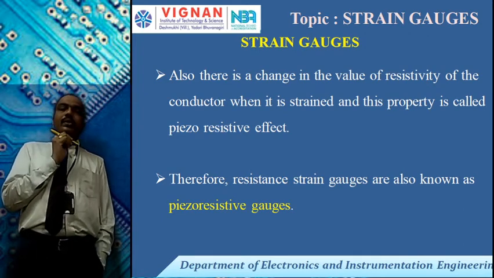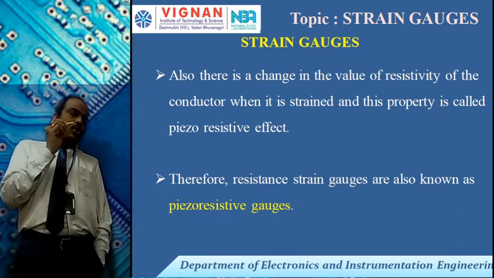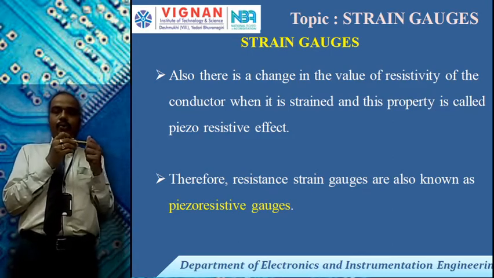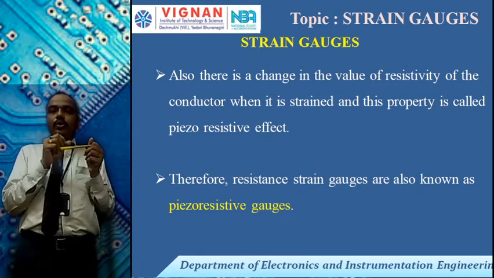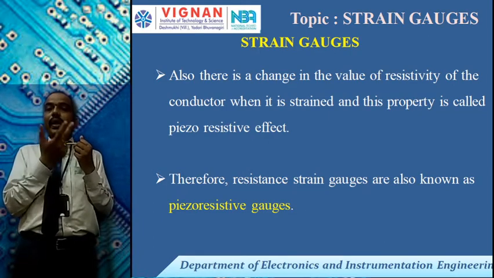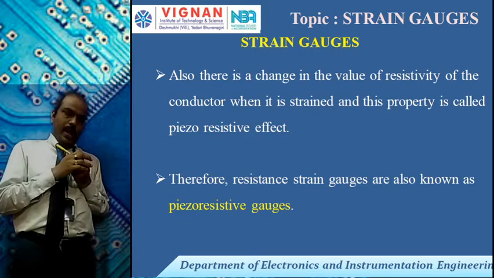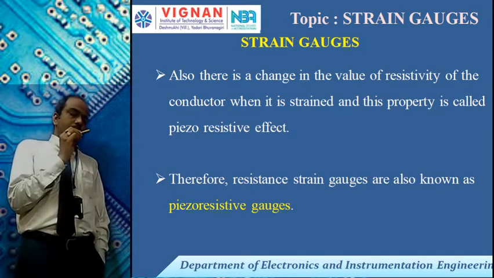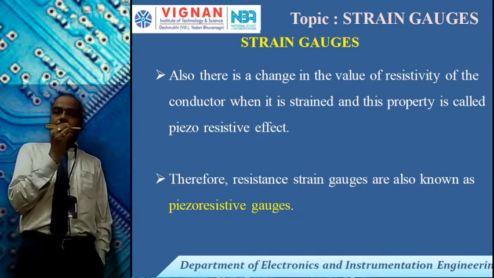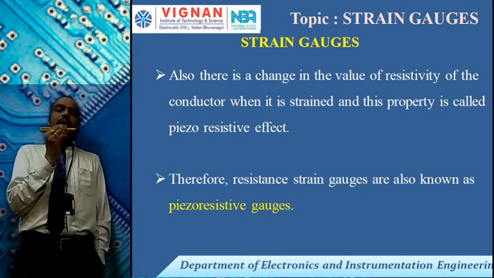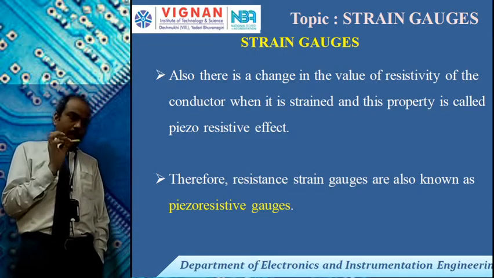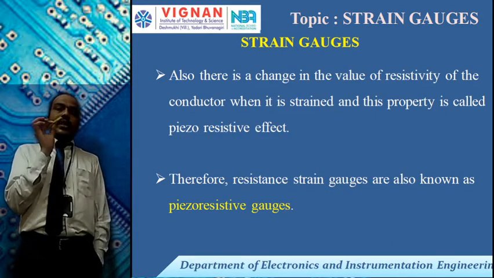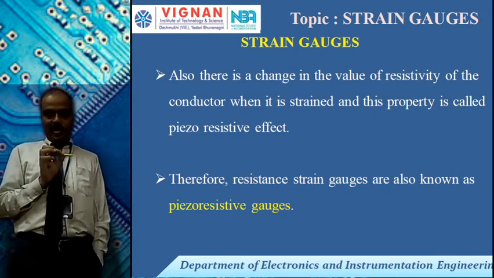But in some cases, there is also a change in value of resistivity of the conductor. When you apply the force, there are some charged particles, and because of the movement of charged particles, the conductivity, and in turn the resistivity, also changes. Due to this change in resistivity, the resistance also changes. This property of change in resistance due to change in resistivity is called the piezoresistive effect. Therefore, resistance strain gauges are also called piezoresistive gauges.